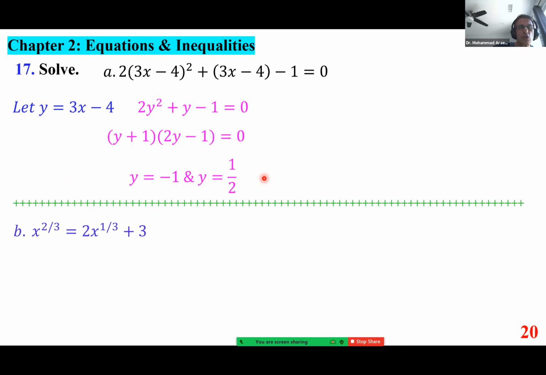And it's important to know we are not done. We are interested in calculating the x value. So we're going to replace the y with 3x minus 4.